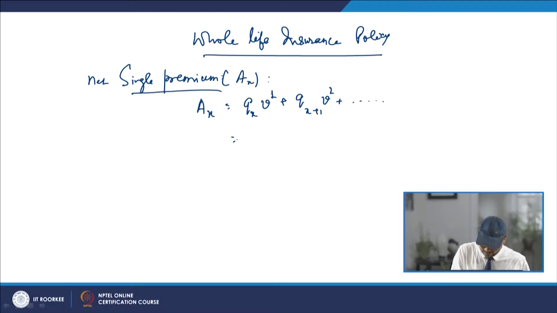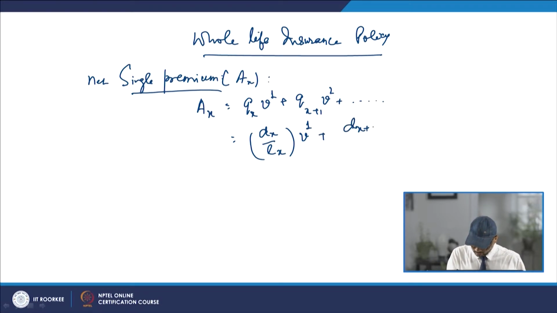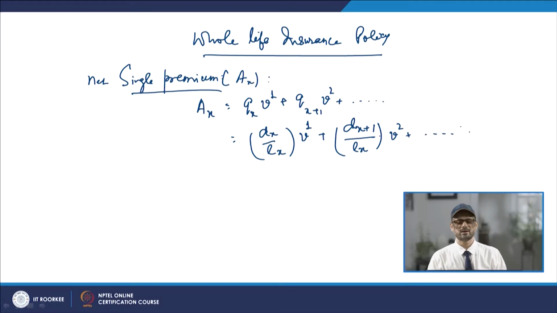Now, qx is found by the number of deaths divided by the number of persons who are alive. So, qx will be dx upon lx, and that will be multiplied with v1. Similarly, it will be dx+1 divided by lx, multiplied with v2, and so it will go on like that. Then you can further find the values.